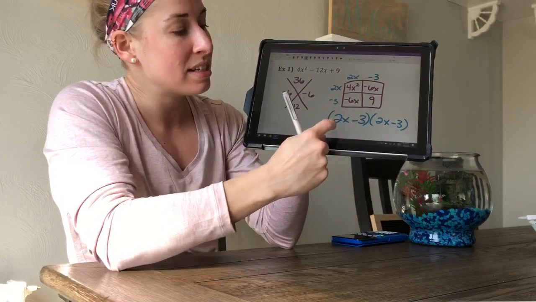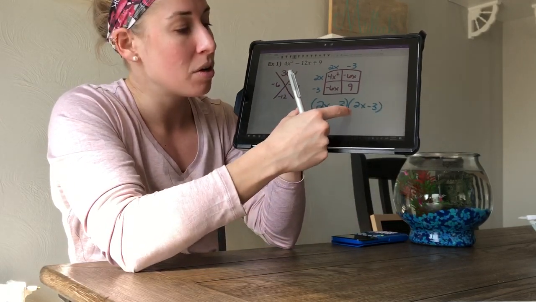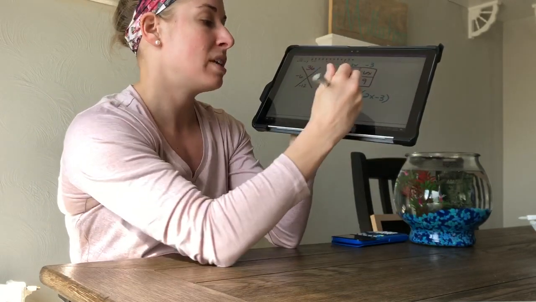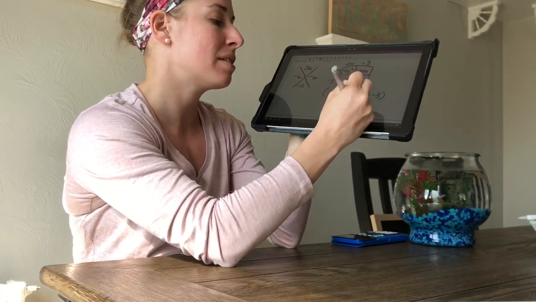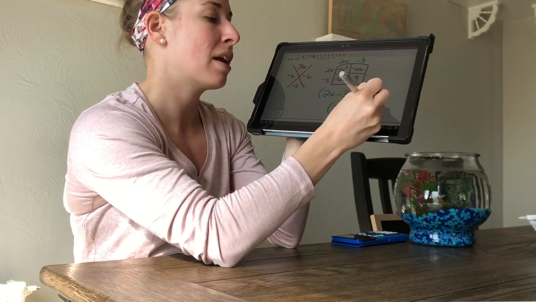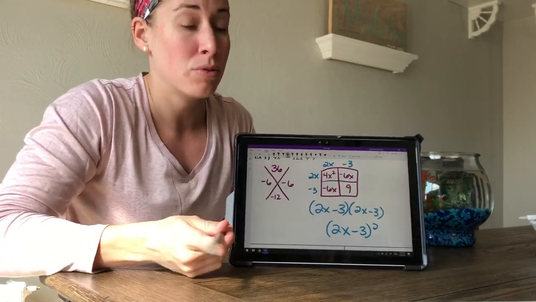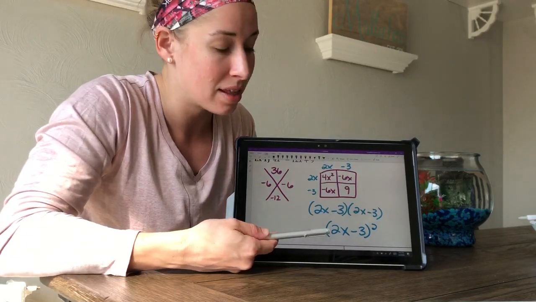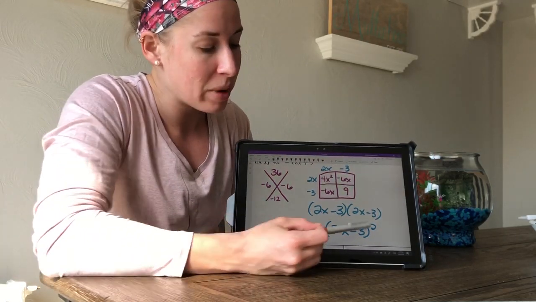Notice these are the exact same bubbles. So since something is being multiplied by itself, you can say it's that quantity squared. So 2x minus 3 squared. And yes, I would expect you to write it like this, okay? If you're multiplying something by itself, just write it as the thing being squared. So this is a binomial squared.